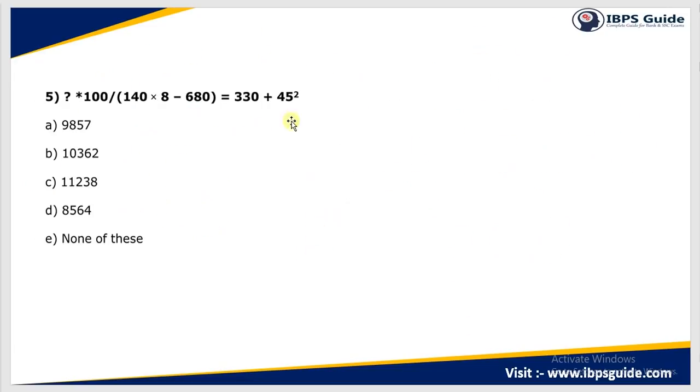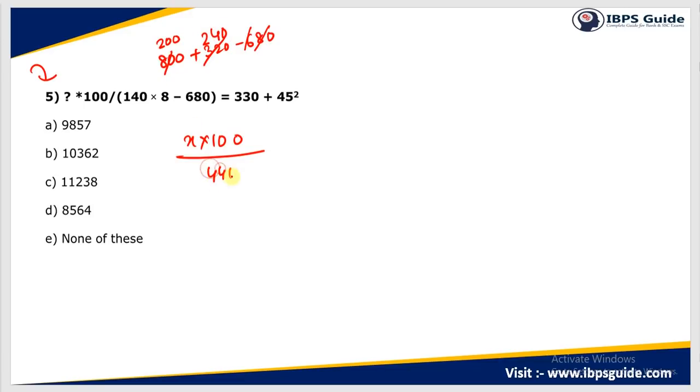Okay. Now the last question. Now the fifth question is, this is question mark. So x multiplied by 100. Okay. Now this one is 140 into 8. So 100 into 8 is 800. 800 plus this will be 40 into 8 is 320 and minus 680. Okay. So if I cancel this 600, this will become 200, and if 80 I subtract, this will become 240. So 240 plus this is 440 is equal to 330. Okay. Plus 45 square.